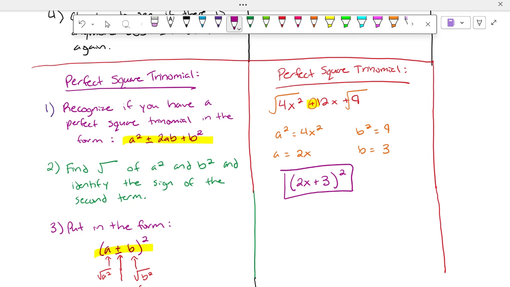So again, we did this a lot, guys, when we did completing the square. So this one should be really familiar to you.